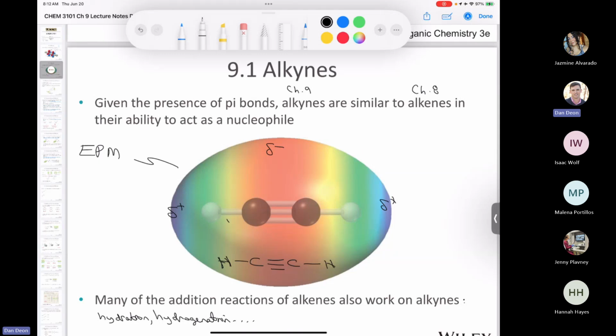So again, remember that your bond angle is 180 degrees. The hybridization of the carbons is sp for each one of them. And since you have so much electron density in the center of that triple bond, an alkyne is capable of acting as a nucleophile or a base. Okay, you can do either one.